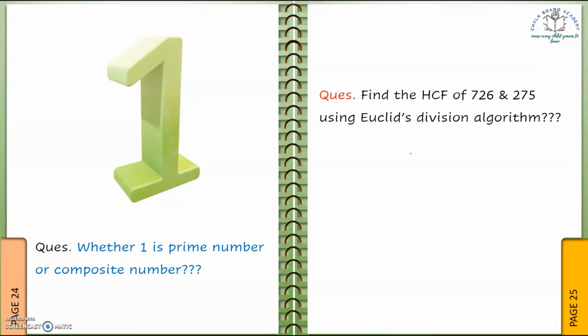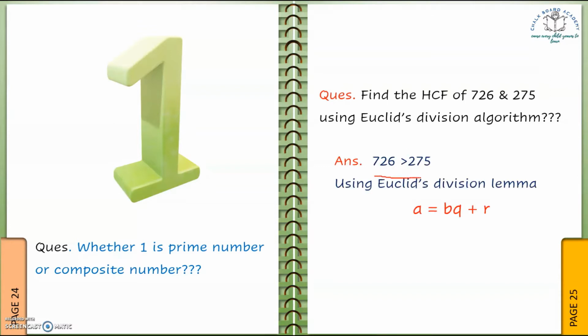So here we are going to do this. First, we have to check which number is greater, 726 or 275. We can see that 726 is greater than 275. So now we are using Euclid's division lemma to calculate the HCF. Here a is equal to bq plus r, in which a is 726, b, that is the divisor, is 275, and q we will find by dividing, and thereafter we will also find the remainder.